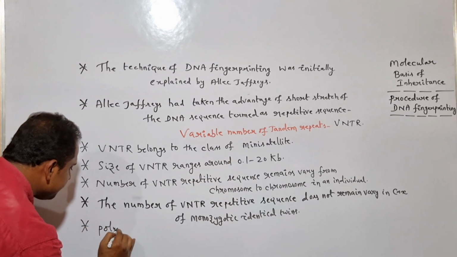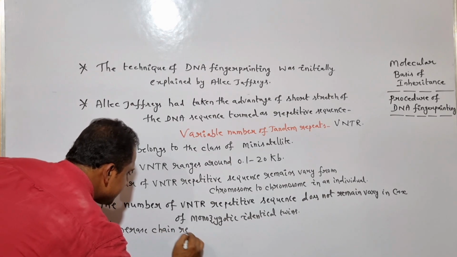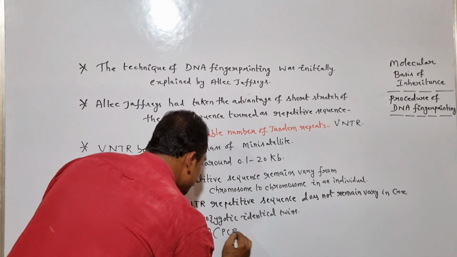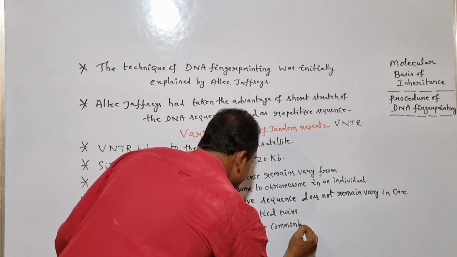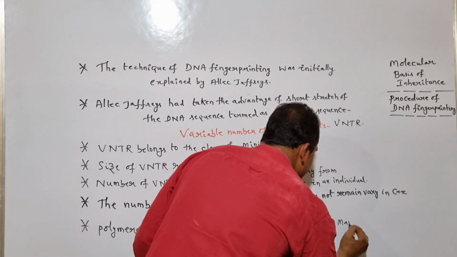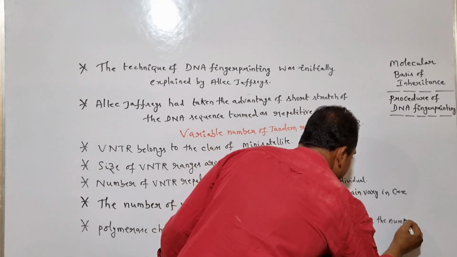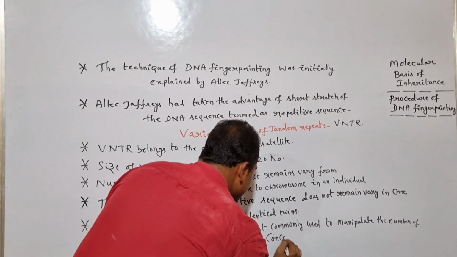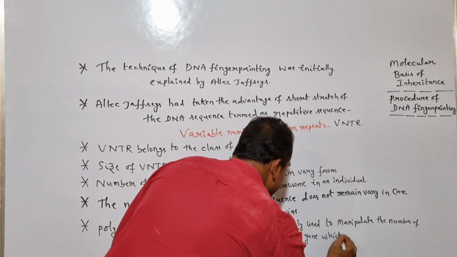Polymerase chain reaction, which is simply abbreviated as PCR, is most commonly used to manipulate the number of copies of the gene which has been isolated.